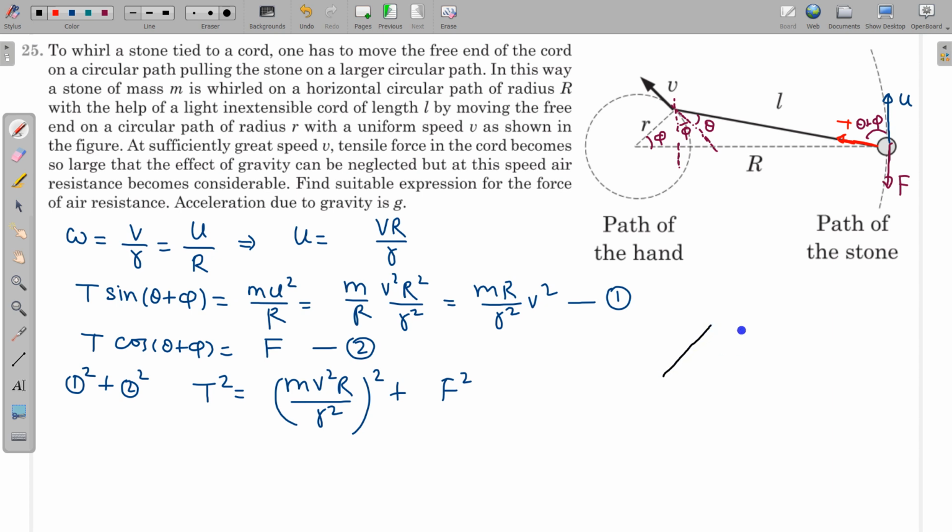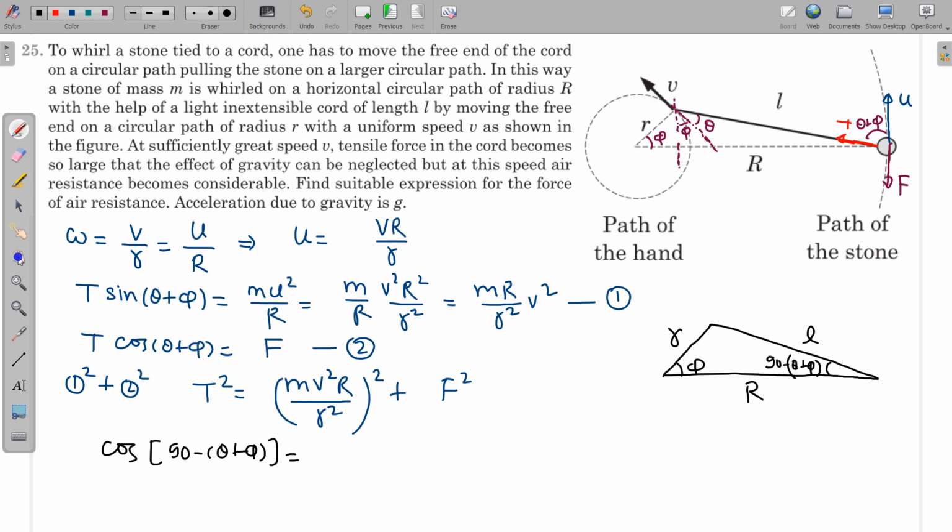So this is small r, this is this length L, this is small r, and this is the radius capital R. What are the angles? The angle is phi, and here this angle you can see is 90 minus (theta plus phi). I have to find sine of (theta plus phi). So I can apply the cosine rule for this angle, and cos(90 minus (theta plus phi)) will become sine(theta plus phi).